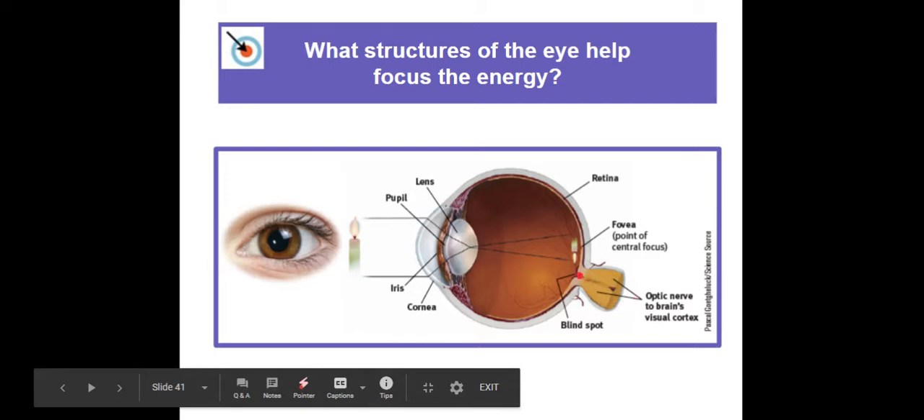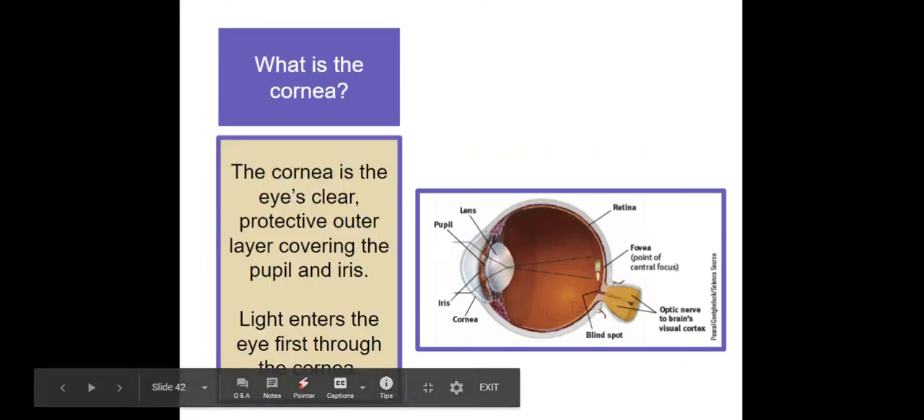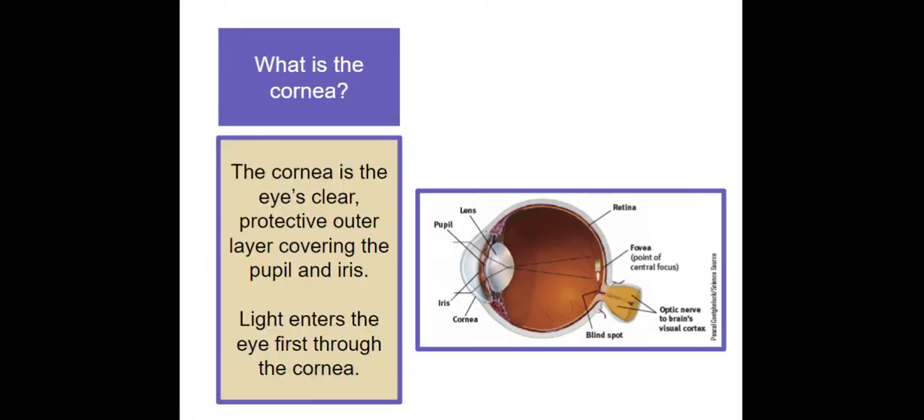There is a blind spot in all of our eyes. We will do an activity in class where we will try to identify and find your blind spot. Don't worry, we all have it. Perfectly normal. So the cornea, the outer cover, we've already talked about that. Basically, it helps protect the eye, it keeps the eye moist, and it is the first entry point for light.